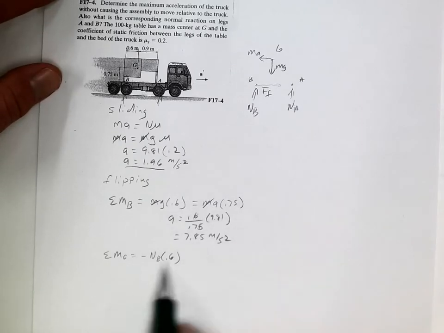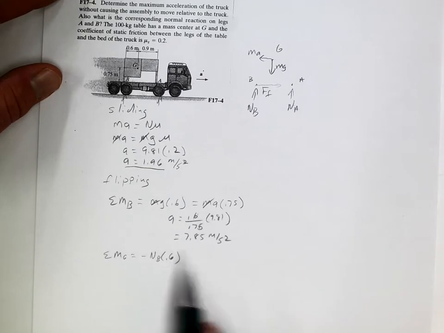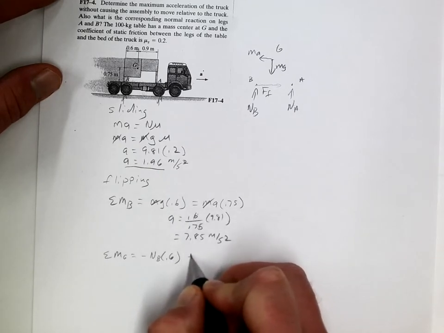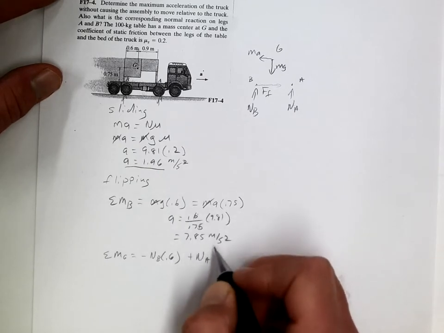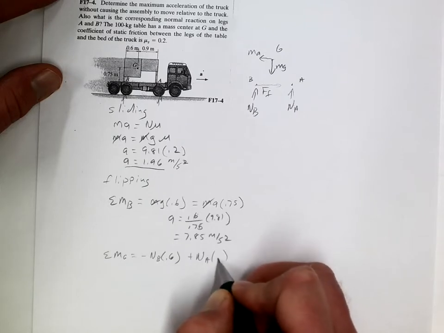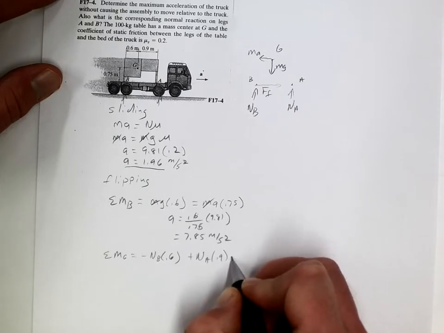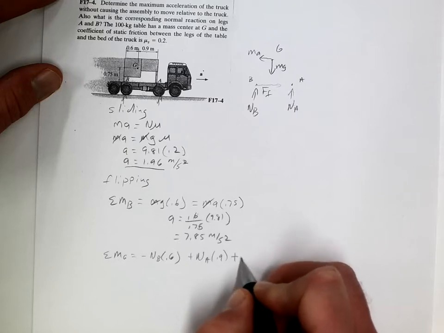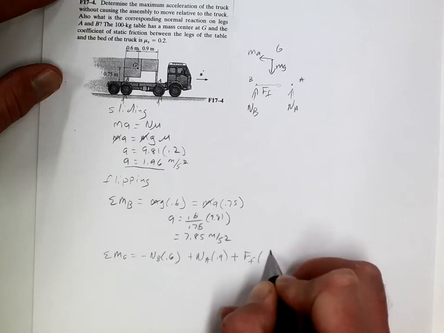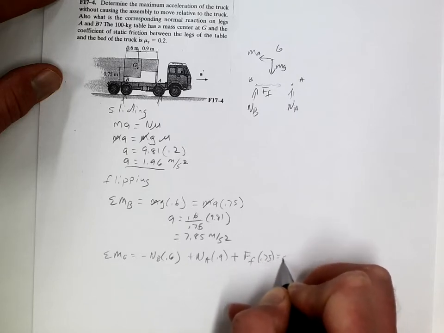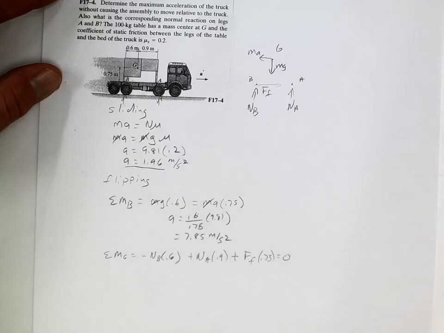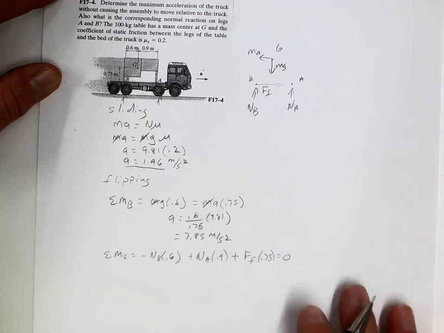Okay, so negative NB times 0.6, positive NA times 0.9, plus the force of friction times 0.75 equals 0.